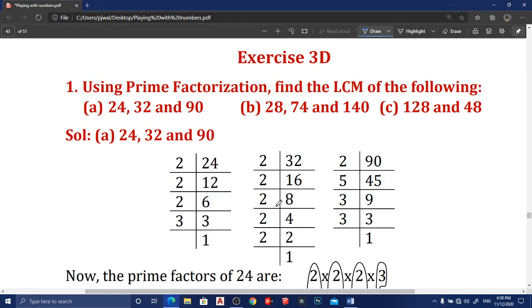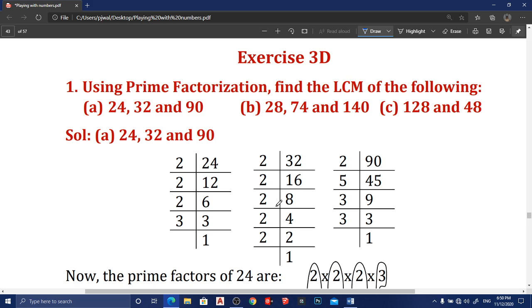Good morning, students. Up to now, we have learned the various methods to find the HCF and LCM. In HCF, three methods, and in LCM, three methods we learned. In HCF, the first method is the factorization method. Second method is the prime factorization method. Third method is the long division method.